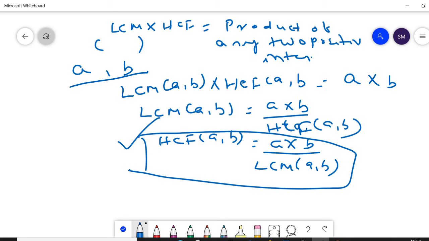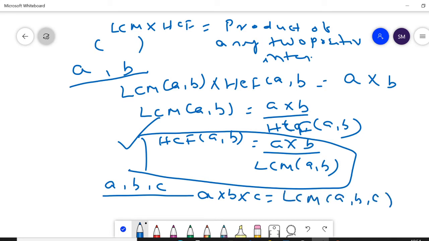But remember one thing: if A, B, C are any three positive integers, this doesn't mean A into B into C is equal to LCM of A, B, C into HCF of A, B and C. Okay? Understand this. This is important.